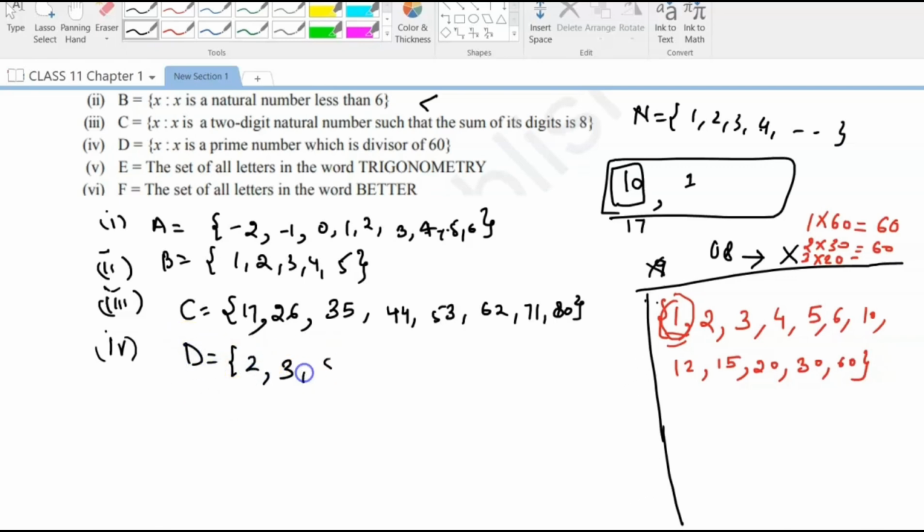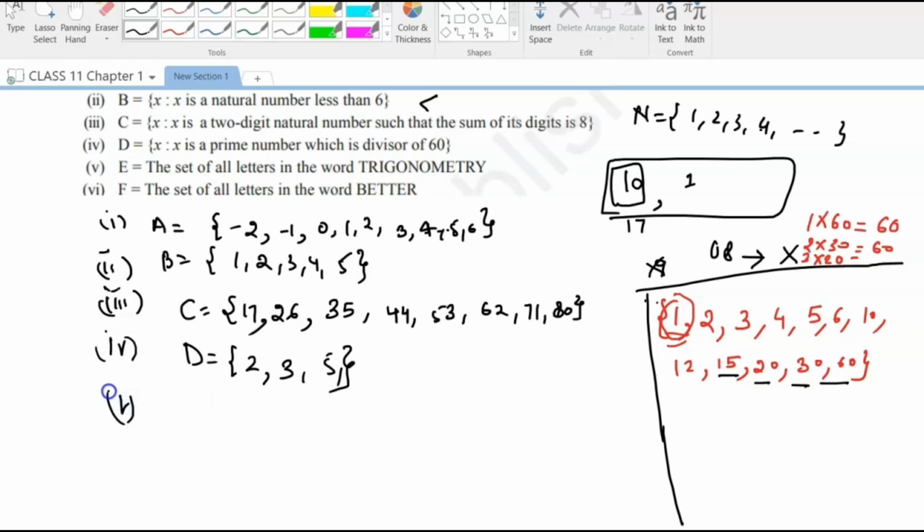Now 4 is not a prime number. So 5. 6 again is not a prime number. 10 is not a prime number. 12 is not a prime number. 15 is not a prime number. 20 is not a prime number. 30 is not a prime number. And 60 is not a prime number. So there are only 3 elements in this set: 2, 3, and 5. So these are the prime divisors of 60.